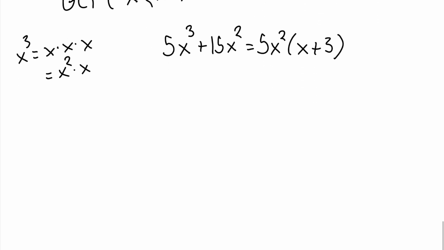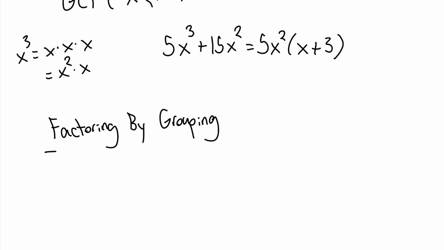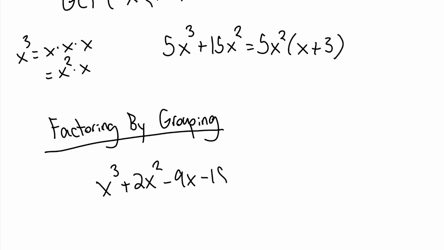Now, sometimes the functions are set up in such a way that maybe we can take a factor out of both things, or all of the terms, and then what we're left with is something that we can factor again. So this is kind of a special case called factoring by grouping. Okay. So let's say maybe we have something like x cubed plus 2x squared minus 9x minus 18. Okay, we'll just leave it like that.